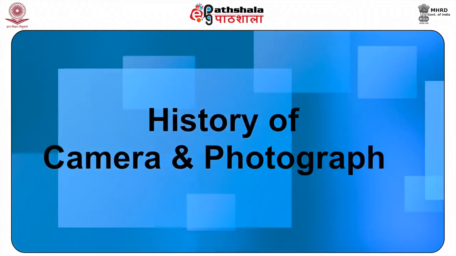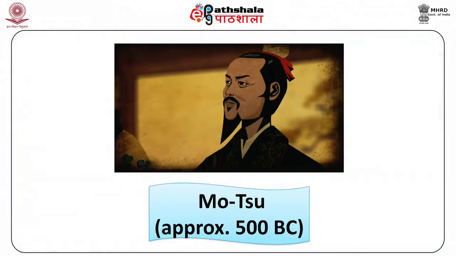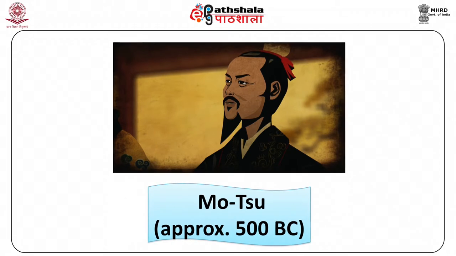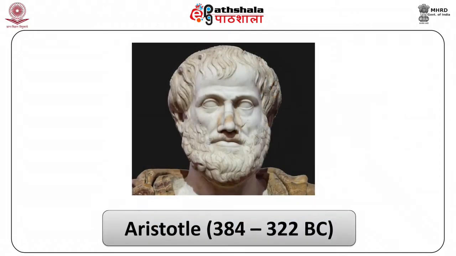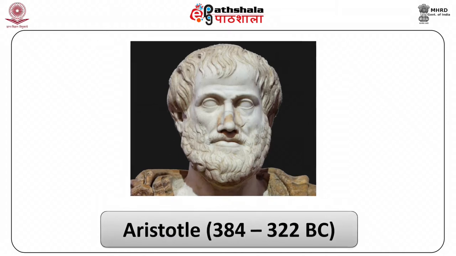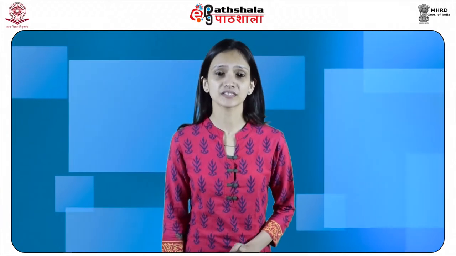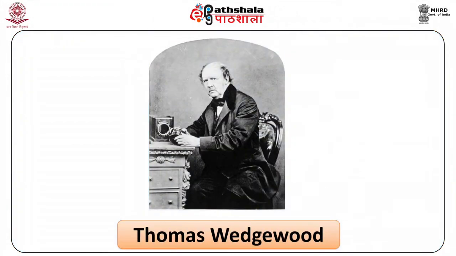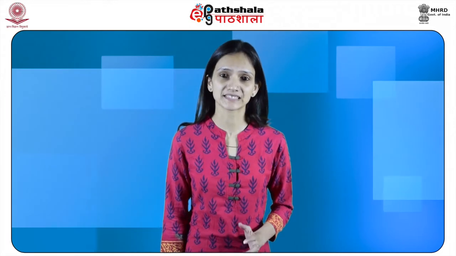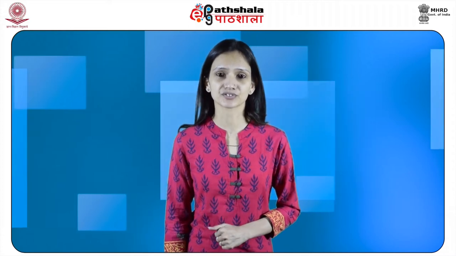Now, a little bit of history of camera and photography. Mo Tzu of China, approximately 500 BC, and Aristotle of Greece, between 384 and 322 BC, observed the formation of an inverted image when light passed through a pinhole, and both of them investigated independently. At the beginning of the 19th century, the first use of chemistry for photography was done by Thomas Wedgwood. He made a negative by placing a drawing on glass on a paper previously treated with silver nitrate solution and finally exposing it to the sunlight.